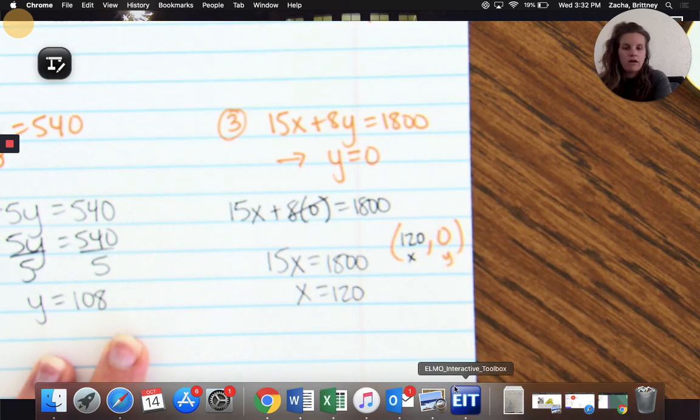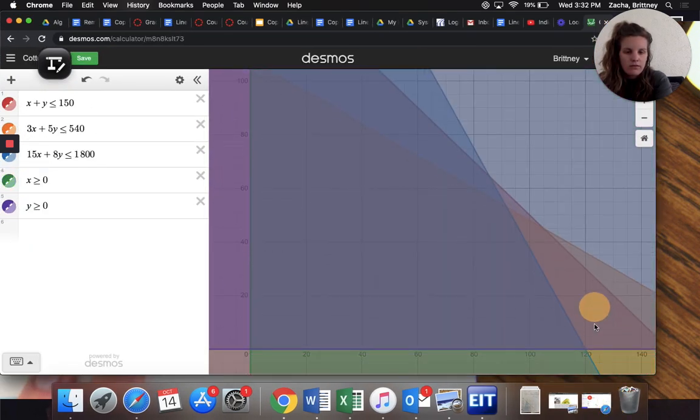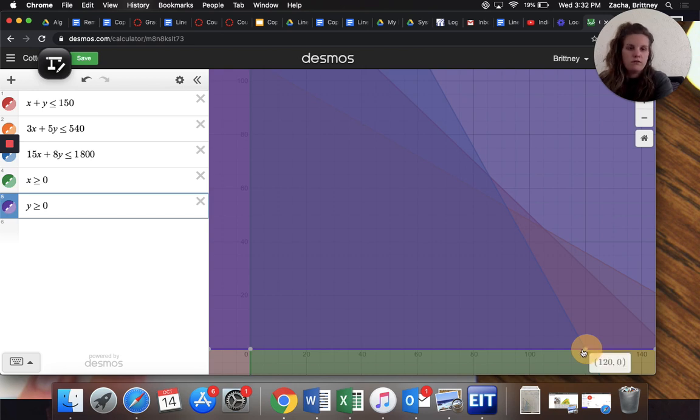Again, you can verify that on your graph. So now I'm looking at this one down here because it's blue and purple. And notice it's 120, 0. So we did that right.